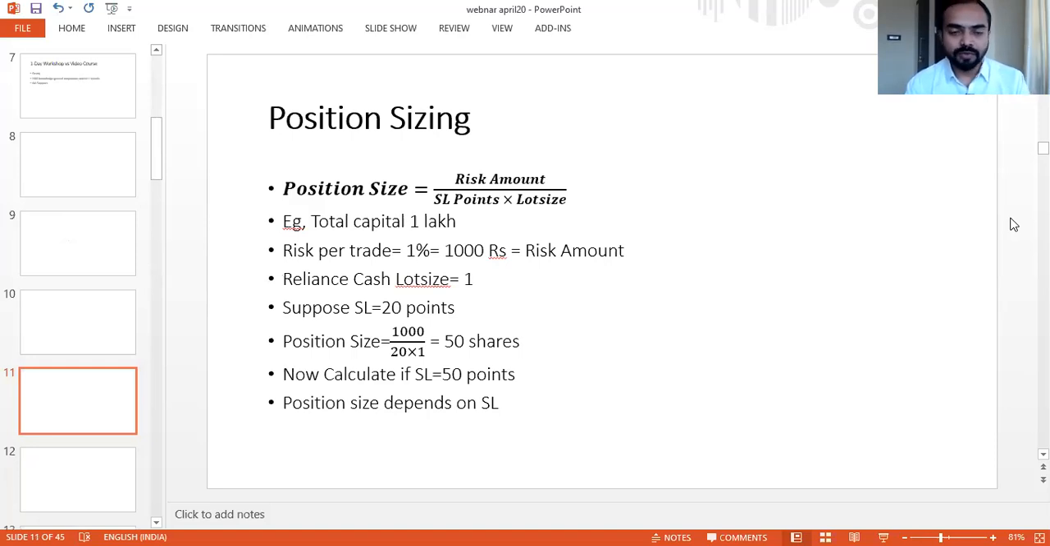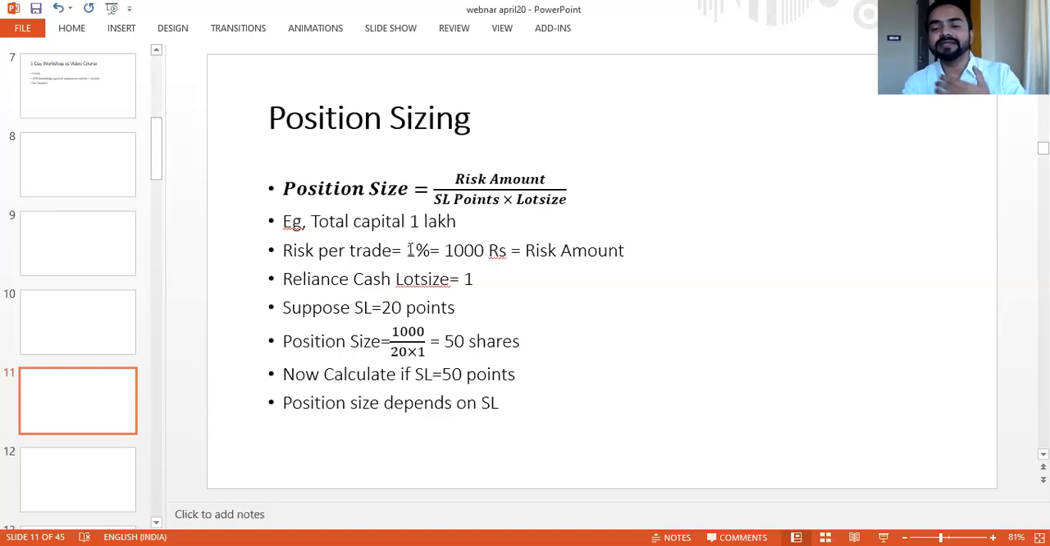I have a formula for position size. You can write it down. As you can see on the screen, position size is equal to risk amount divided by stop loss points into lot size. So it depends on the risk amount, how much amount I am risking in this trade, what the stop loss points are in this trade, and what the lot size of the stock is which I am trading.